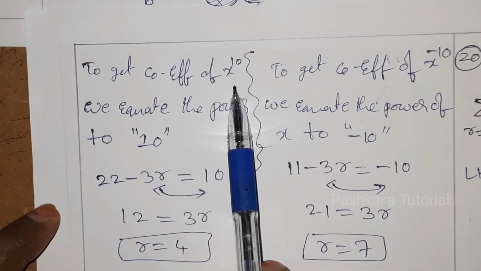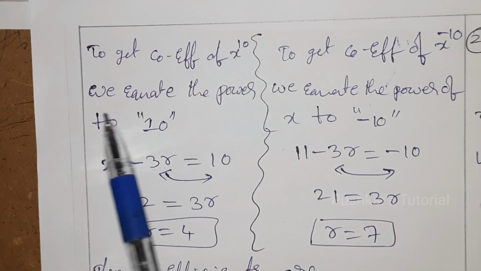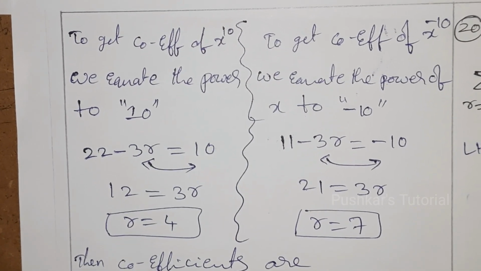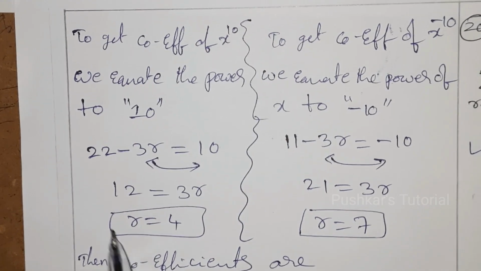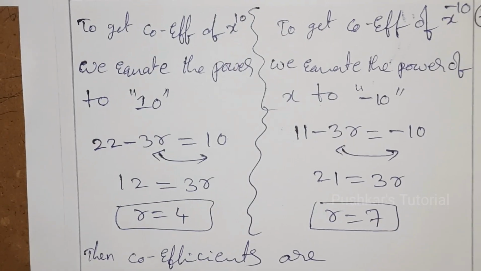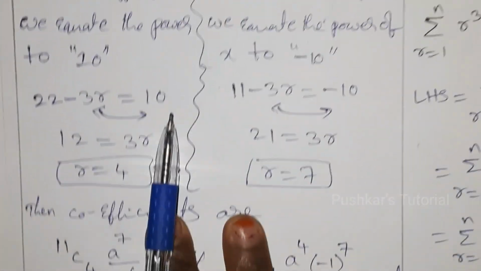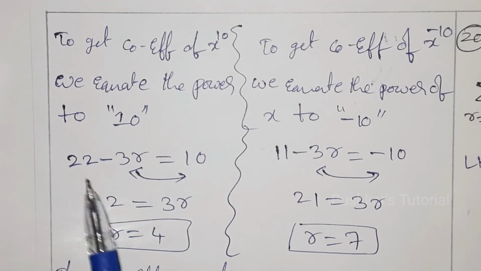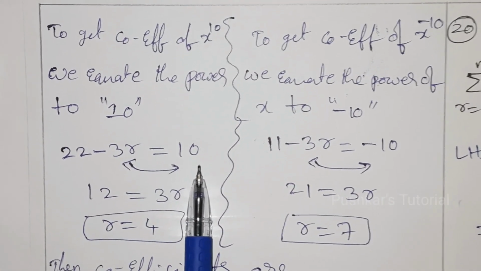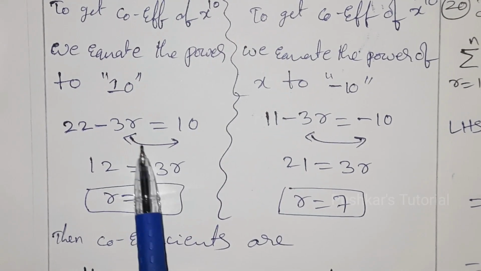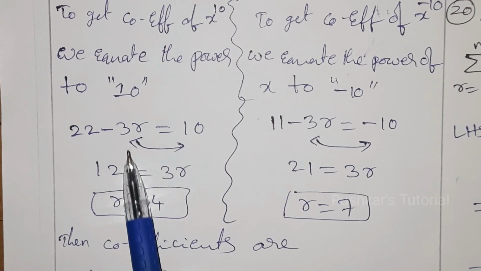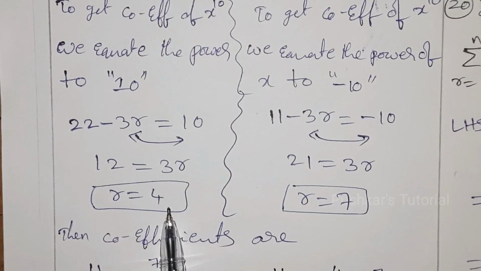To get the coefficient of the first term x power 10, we equate the power to 10. So in the first part, x to the power of 22 minus 3r. So 22 minus 3r is equal to 10, we should take. So 3r on the right side, 10 to the left side. So 22 minus 10 is 12, so 3r. Therefore r value is equal to 4.